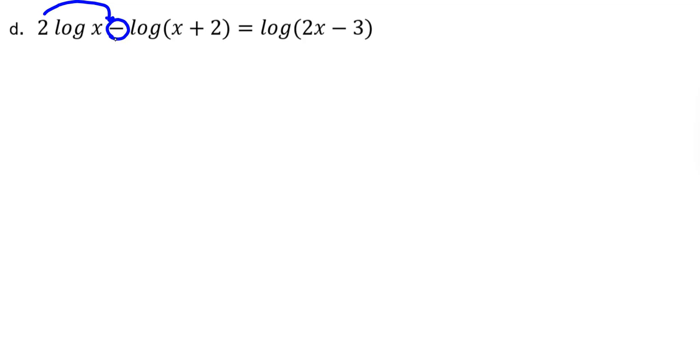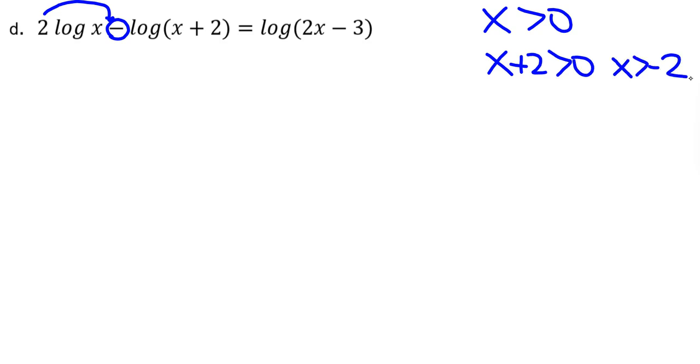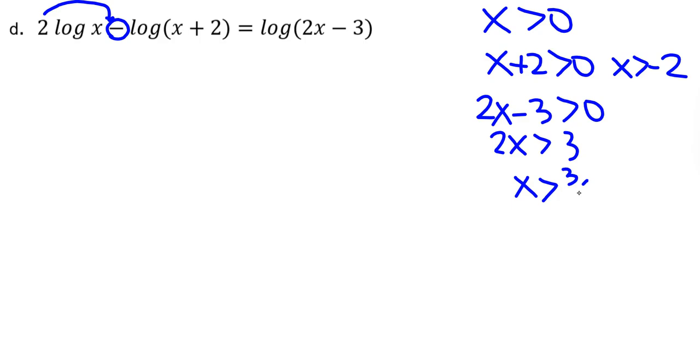Before I get too carried away, let's list our restrictions on the side. So in my first one, can't take the log of a negative. In my next one, can't take the log of a negative, which means x has to be greater than -2. And in the last one, 2x minus 3 has to be greater than 0, which means that 2x is greater than 3, x is greater than 3/2.